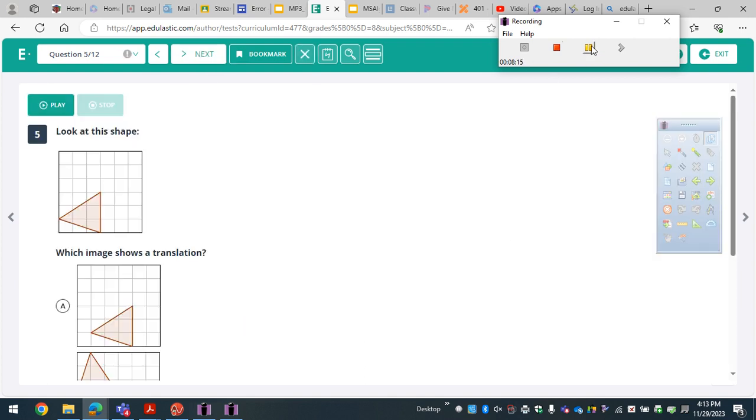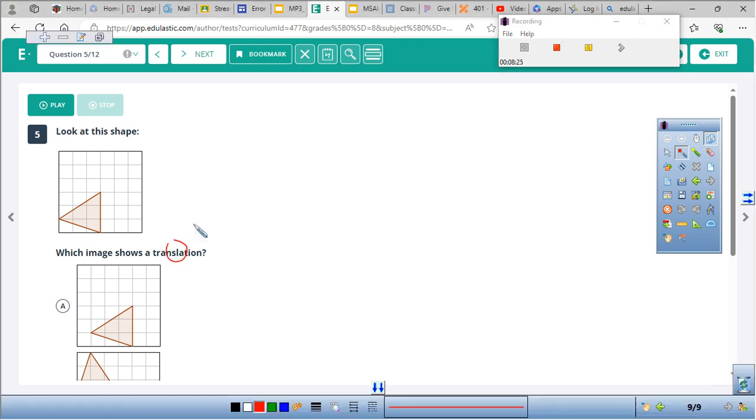Alright, we're back. This is going to say which one's showing a translation, SL for slide. I can see it already. A slide doesn't change the orientation. The orientation is the way it points. So I'm going to draw it. The orientation stays the same, and it keeps the same angle, everything. I'm going to slide it here. You can see how it just slid, so you can see the original one.